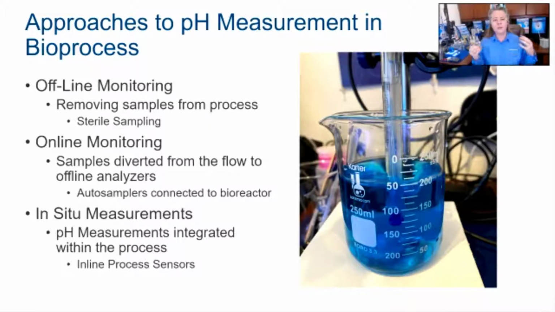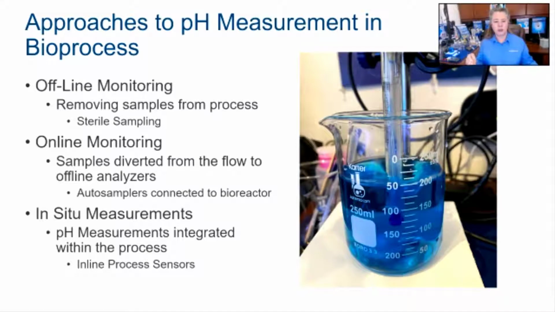There are a lot of different approaches when you measure pH in bioprocess. The first is called offline monitoring. It's where you remove a sample from your process, and you take it over to your lab bench, and you take a measurement. This needs to be done with something called a sterile sampling technique. And I know that you guys have had some bioreactor people come in, so they've probably talked to you about sterile sampling ports on your bioreactor.